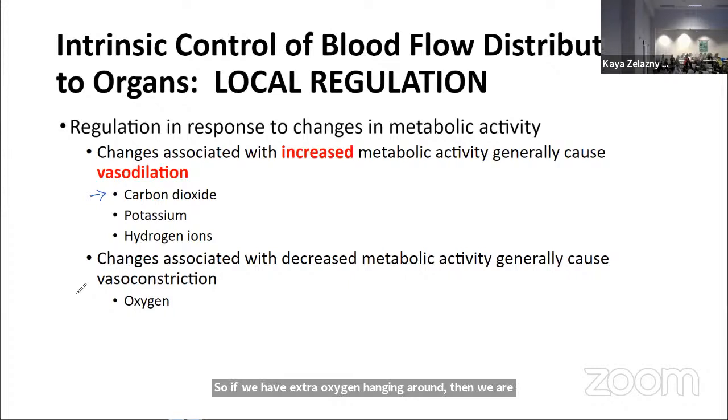So making that radius smaller, increasing the resistance, decreasing flow to that tissue, right? As we can better use that blood somewhere else.